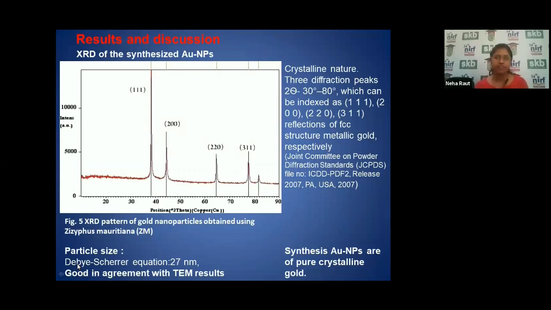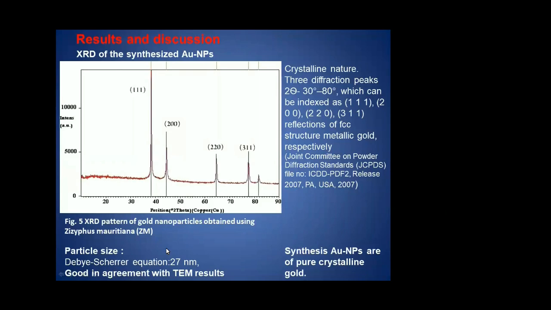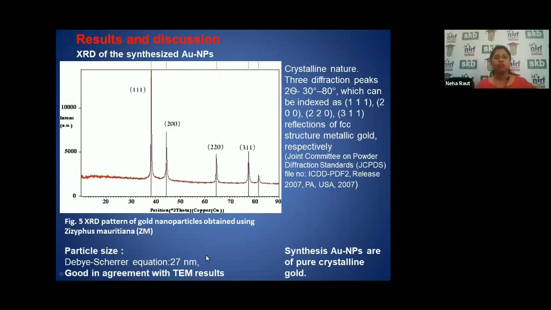I'm going through this exercise again. So we can determine the crystalline nature. We can determine the particle size with the help of this Debye-Scherrer equation. By putting in the values, we get a size of around 27 nanometer, and it is in good agreement with the TEM results. So ultimately, we can claim we have synthesized gold nanoparticles which are pure crystalline gold.